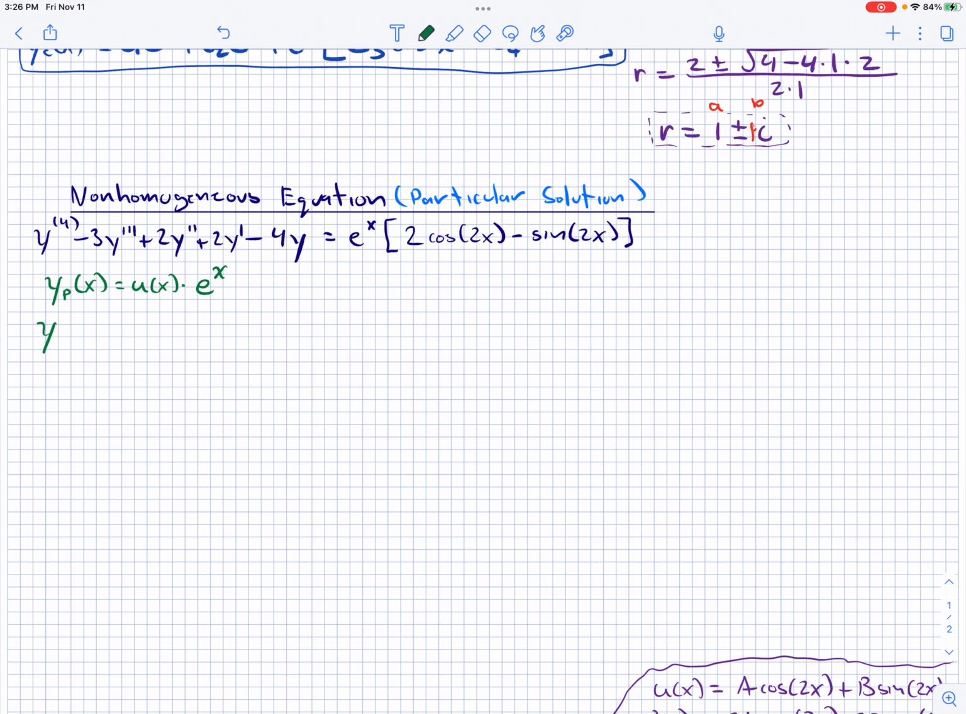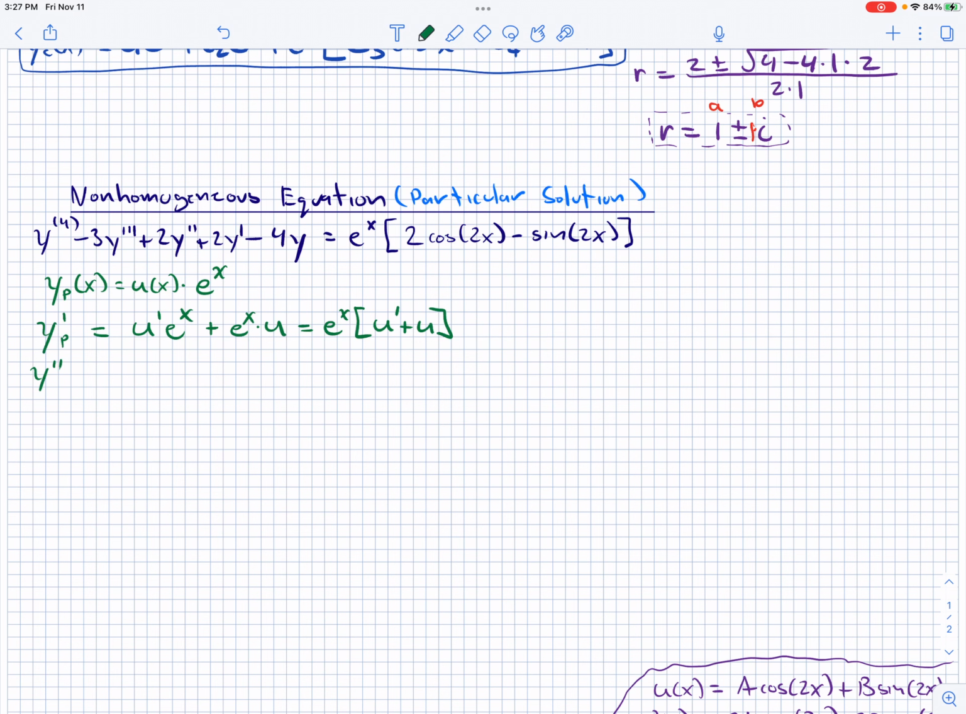To find the derivative, we've got to find the derivative 4 times using the product rule. And when we do that, I am going to, again, for the sake of time, just write what you end up getting when you simplify after using the product rule. Although in this case, I'm just going to leave it. So y prime is u prime e to the x plus e to the x times u, which again ends up just being e to the x times u prime plus u.